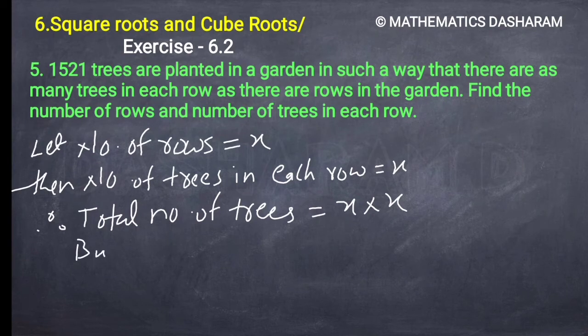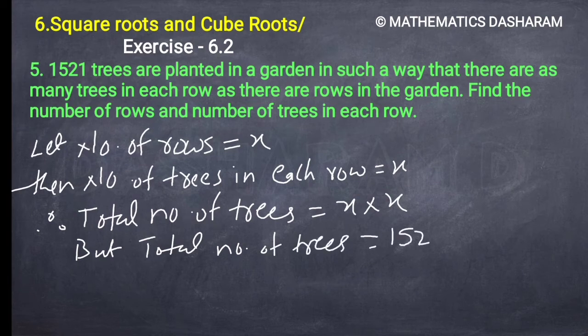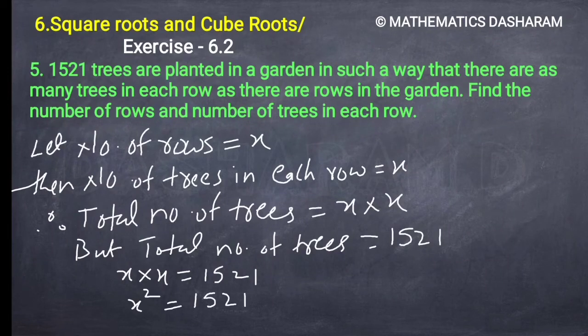So total number of trees in a garden equals to x into x. But as per the question, the total number of trees in a garden equals to 1521. So this is total number of trees. It is also total number of trees. So we can equate them. x into x equals to 1521. x into x means x square equals to 1521.